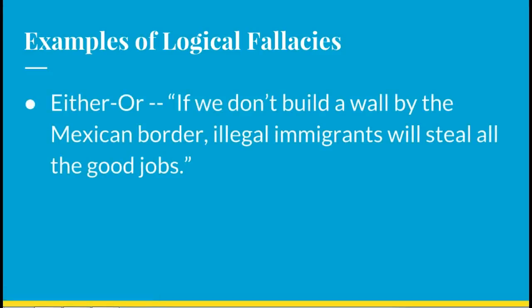Either/or: If we don't build a wall by the Mexican border, illegal immigrants will steal all these good jobs. Well, it's suggesting there's no other alternative but building the wall, no other way to deal with the influx of immigrant labor, and that's the fallacy.